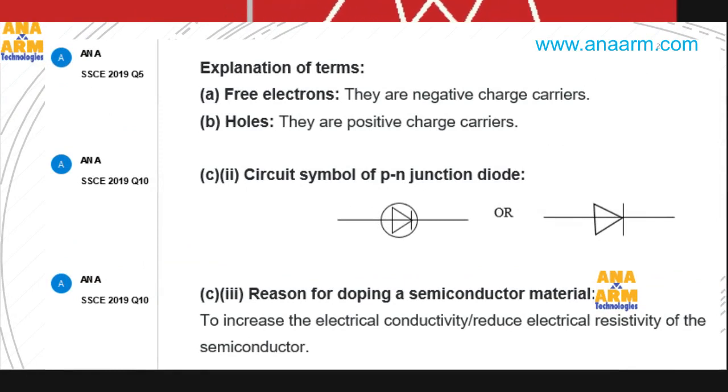A free electron is a negative charge carrier. In other words, a free electron has excess electrons. On the other hand, a hole is a positive charge carrier. In other words, a hole has deficit electrons. The circuit symbol of a PN junction diode is as shown.